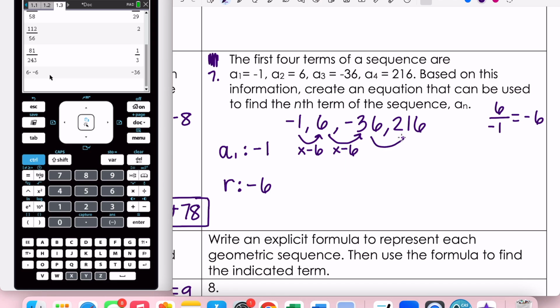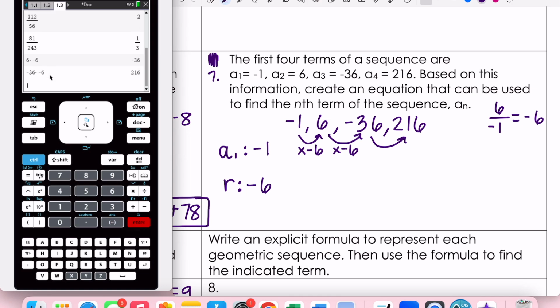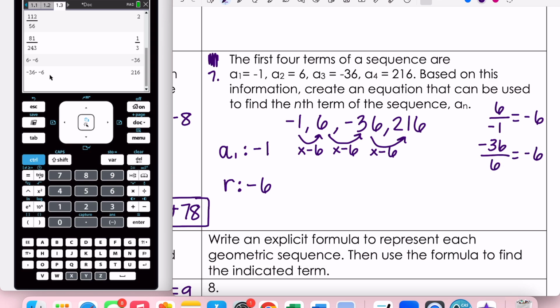Okay, again, -36 times -6. When I do this, I end up with 216. So that again just confirmed that we multiplied by -6 here. But again, guys, remember, you can take any 2 consecutive terms. So I could have taken 6 and -36, and when I take the most current divided by the previous, I end up with -6. If I took 216 and divided it by -36, I was going to end up with -6. Again, this is my common ratio.